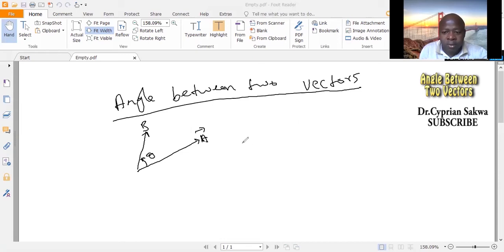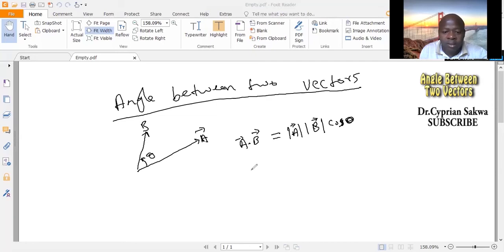What we noticed last time is that the dot product of A and B is given by the product of their magnitudes and the cosine of the angle between them, where theta is the angle between these two vectors. This is what we can use to find the angle between two vectors.